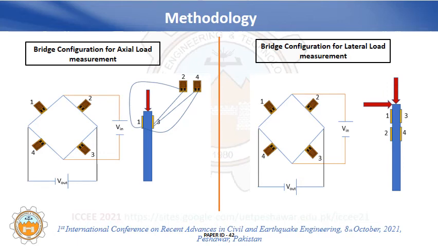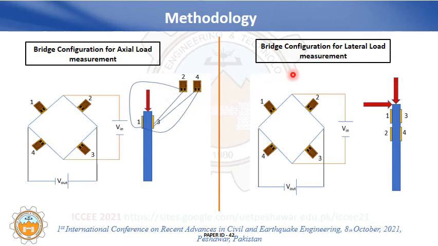Wheatstone bridge configuration for axial load has two active and two dummy strain gauges. The active strain gauges are those installed where mechanical strain change occurs, which are strain gauge 1 and strain gauge 3, while the dummy strain gauges are 2 and 4, which only compensate temperature. No mechanical strain occurs in them. Strain due to temperature occurs in all strain gauges, so temperature compensation will occur by the two dummy strain gauges.